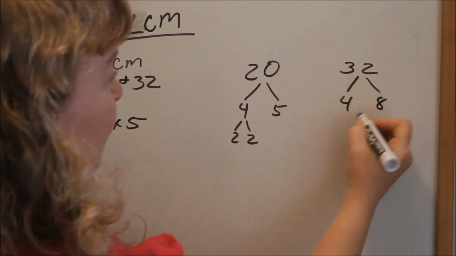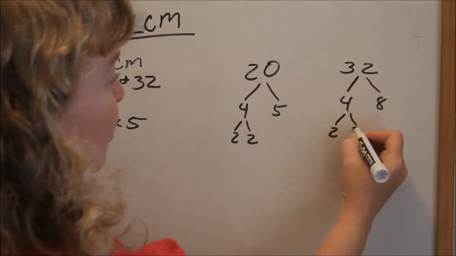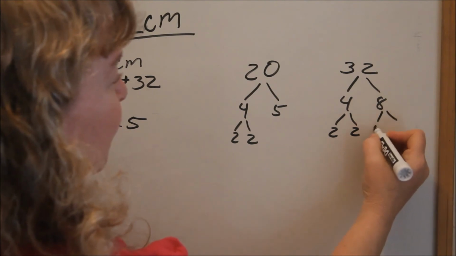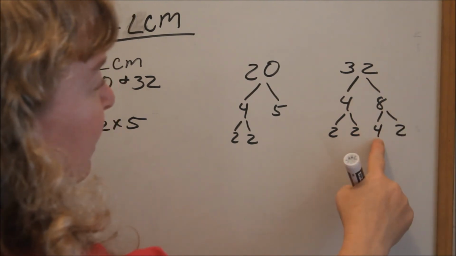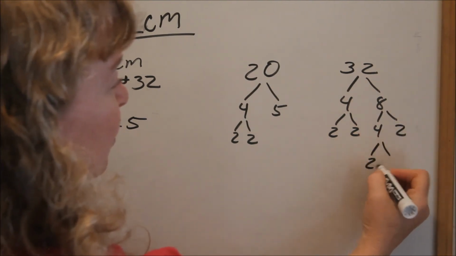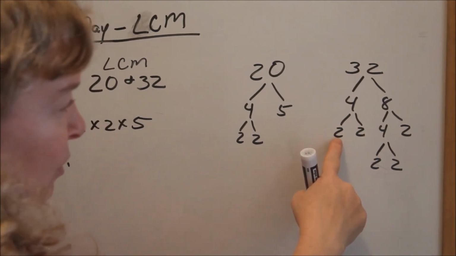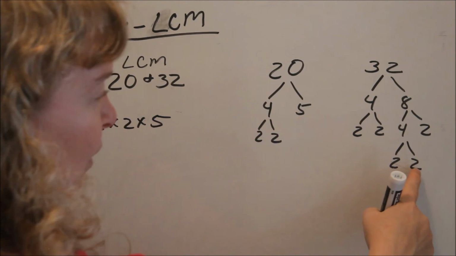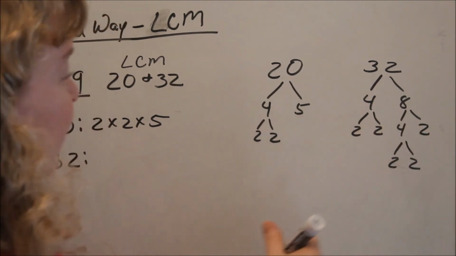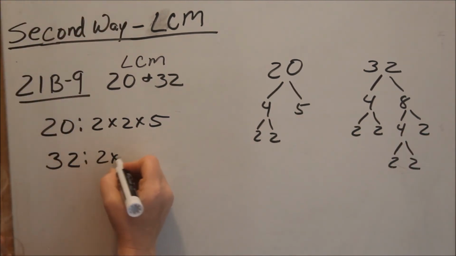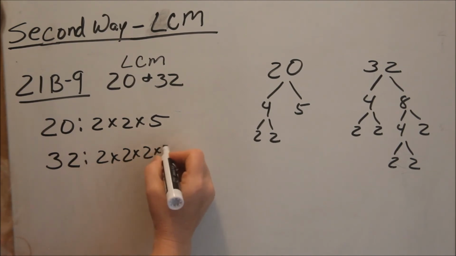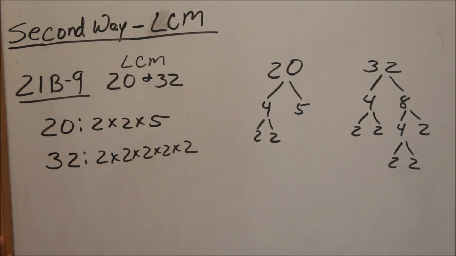4 and 8, I can break that down into 2 and 2. This can be 4 and 2. I can keep breaking that down into 2 and 2. I need to take everything at the bottom of the branches. 2 times 2 times 2 times 2 times 2. 5 of them. 1, 2, 3, 4, 5.